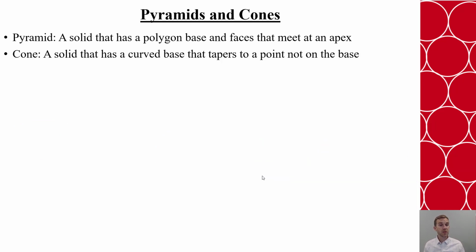Now, cones and pyramids are taking the same idea. It's just a matter of where each of them meet at an apex. The pyramid starts with a polygon as its base, and then the faces meet at an apex, whereas a cone is a solid that has a curved base that tapers to a specific point, not on the base. It reaches its own apex based on that curve.